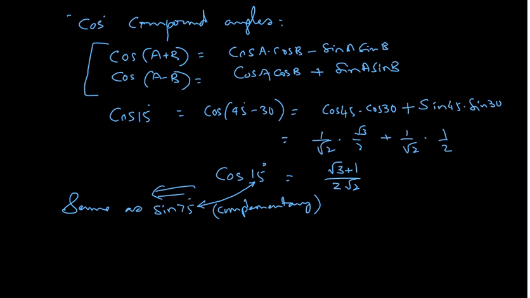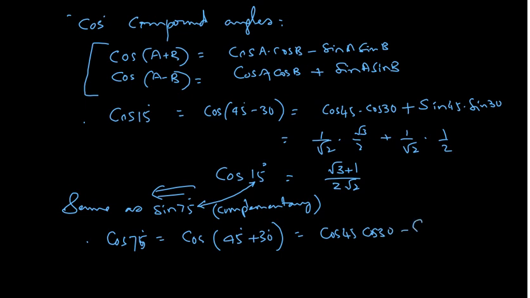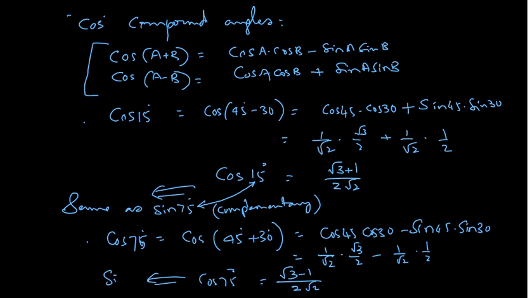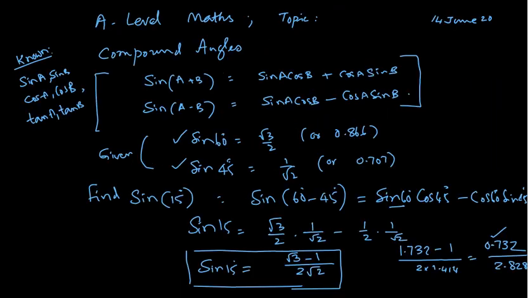Let's suppose we want cos 75. Cos 75 would be cos(45 plus 30). So you'll have cos 45 cos 30, the first formula, minus sine 45 times sine 30. So this gives 1 over root 2, cos 30 is root 3 over 2, minus sine 45 is 1 over root 2, sine 30 is half. So you get root 3 minus 1 divided by 2 root 2. So this is the same as sine 15, because these two are complementary. Sine 15 we did on a previous page, the same value.